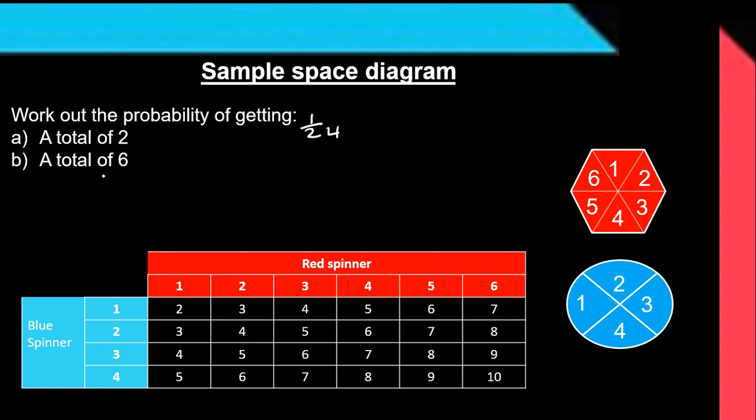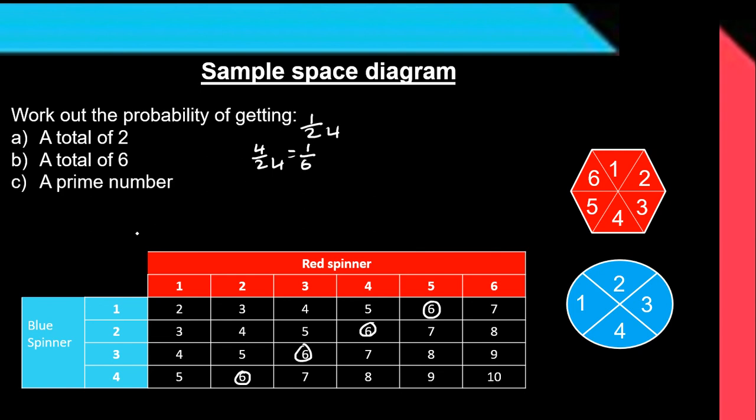What's the probability of getting a total of 6? If we look on our sample space diagram, we have 1, 2, 3, 4 possible chances. So this time, this one's going to be 4 out of 24. And we can simplify that by dividing both of them by 4, and we'll have 1 over 6. So it's a greater chance than getting a 2. It's 1 out of 6, which is 4 out of 24.